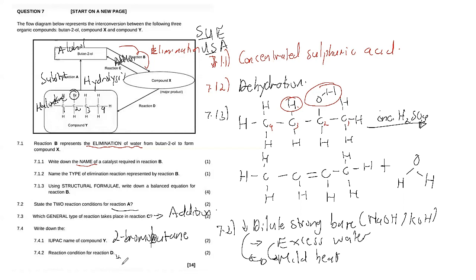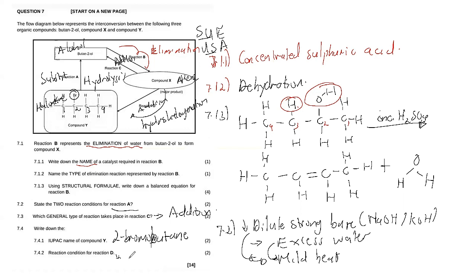What are the reaction conditions for reaction D? Let's look at reaction D. Where is it? So now we are moving from an alkene, which is unsaturated, to a saturated compound. And then we can tell that from unsaturated to saturated, this as well is addition. But then what type of addition is that? If we are forming a bromoalkane here from the alkene, that means what we have here is hydrohalogenation, right?